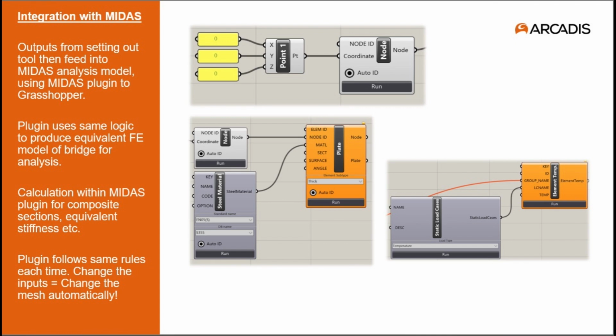The main gain that the MIDAS plugin gives us is that once a process for generating a model of a particular structure type, so for example in this case the U-type, once that's written, it can be used for any arrangement of that same bridge type. The plugin runs and it follows the same rules and logic each time. So when you change the inputs, you can change the mesh or anything else in the model automatically.